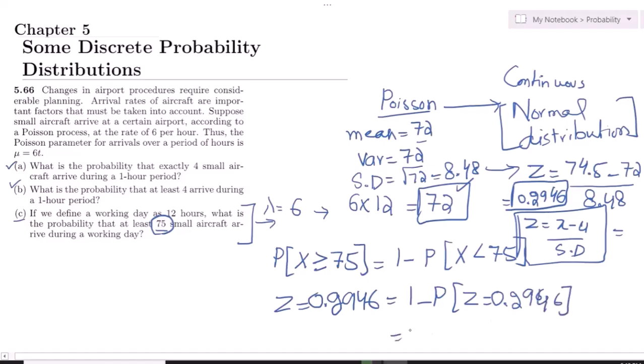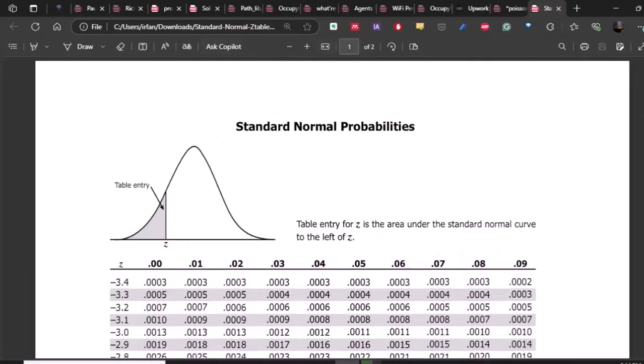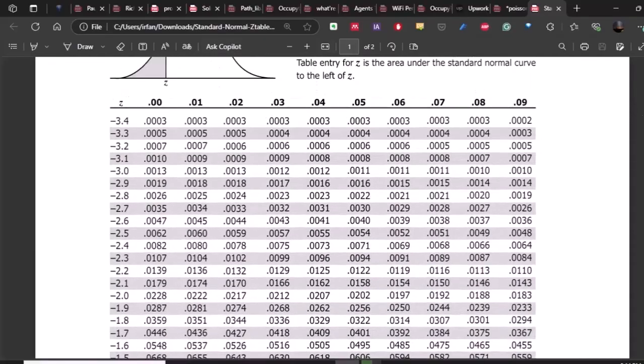0.2946. Okay, so we have to find it out. So in order to find this value, what do we have to do? We have a table which is called the z table. Okay, so let us move to the z table and let me find out here the value of 0.2946. So this is the z table.